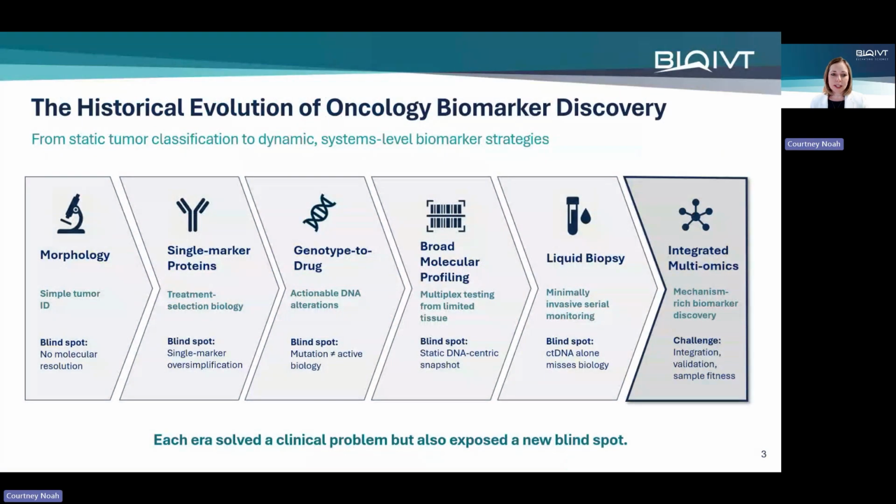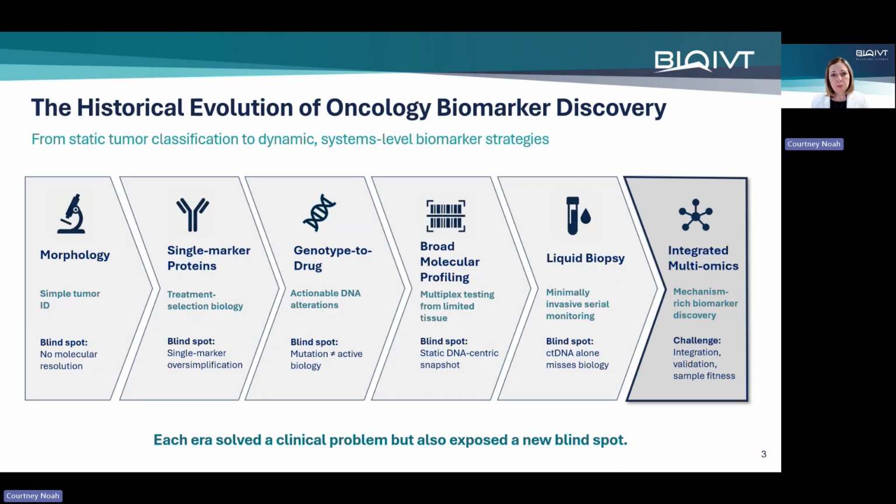So to begin, let's take a look at the history of oncology biomarker development. And it's really an impressive story of progress as we look through these successive layers of biological resolution. We can move in this graphic from the left to the right, starting out with morphology. We were starting to just get basic information, the ability to identify and classify tumors, but really very limited insight into the molecular biology underlying that tumor itself.